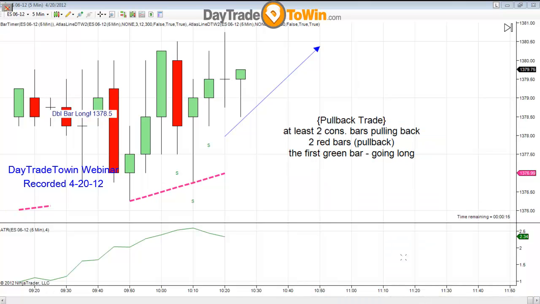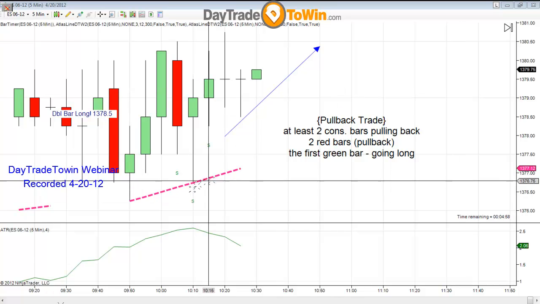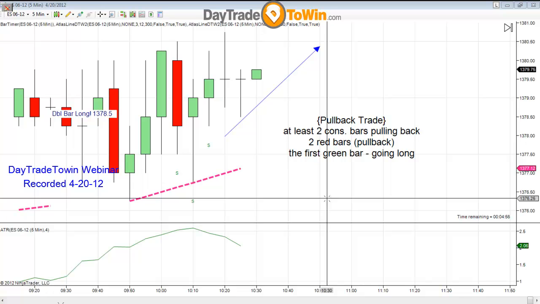So everyone who has the Atlas line, I teach this manually. I show you, look for it manually. But now that I've updated the Atlas line, this will automatically be plotted for you by these S's showing you strength, or P for pullbacks. Okay?